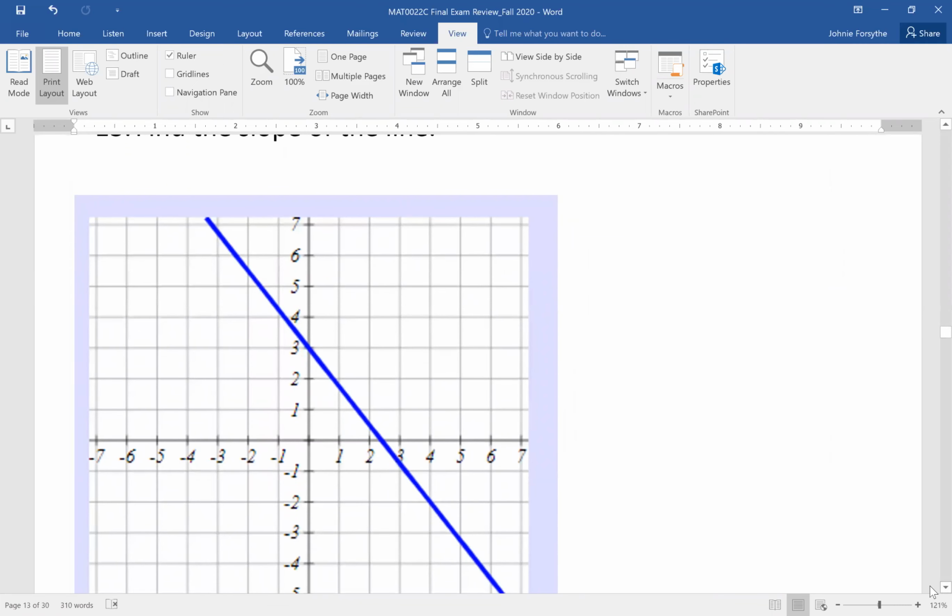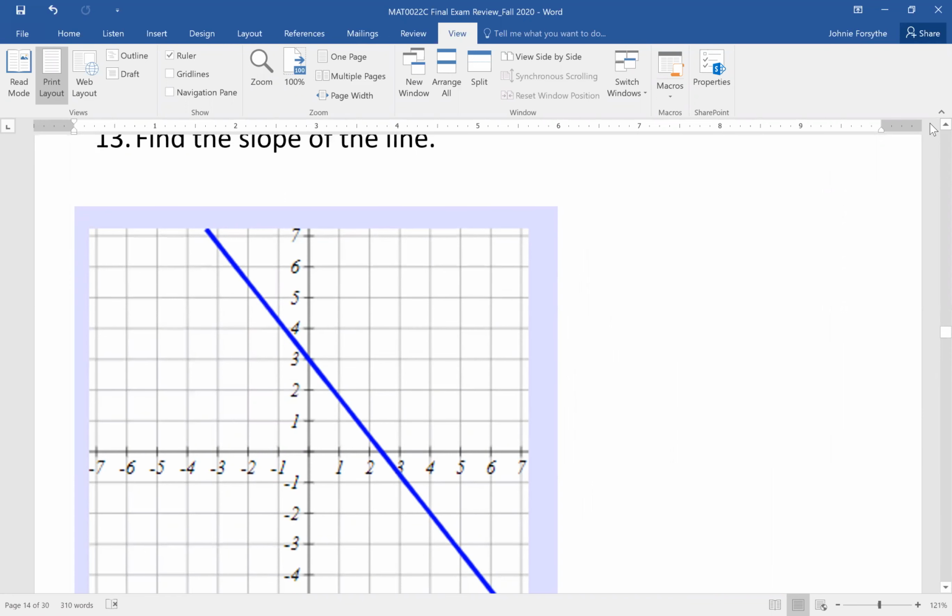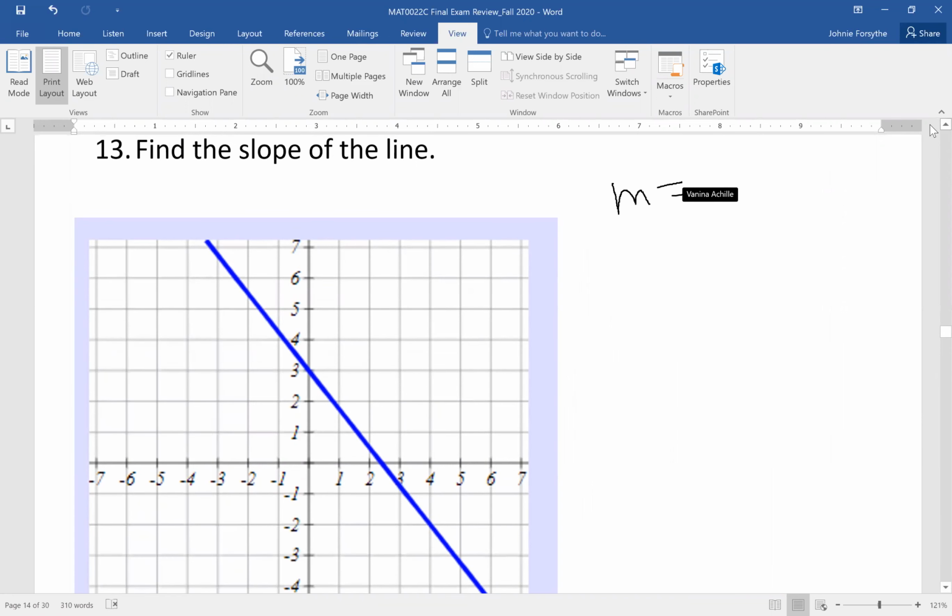All right, now we're finding the slope of a line. So slope is rise over run. Rise is up and down. Did I write run? Run. And run is left and right.